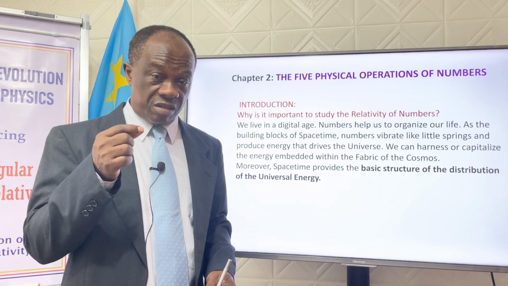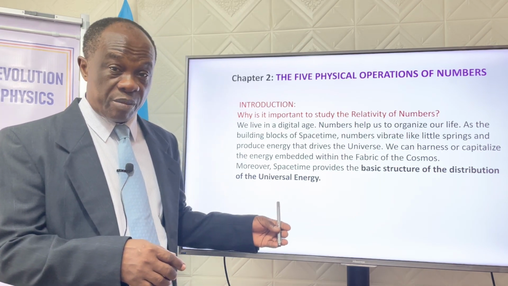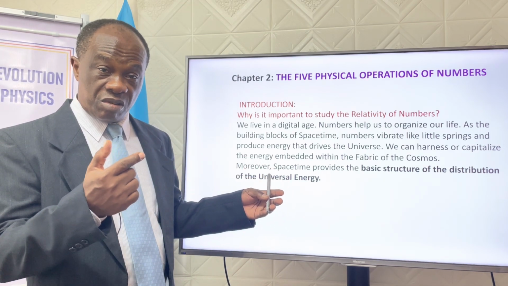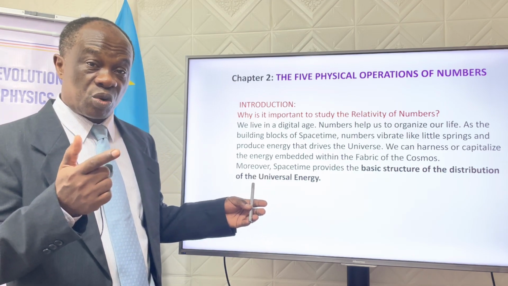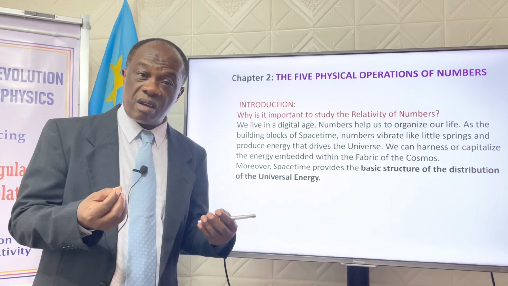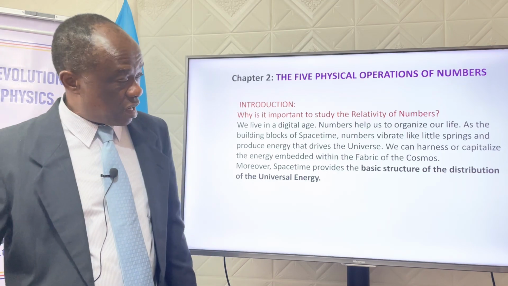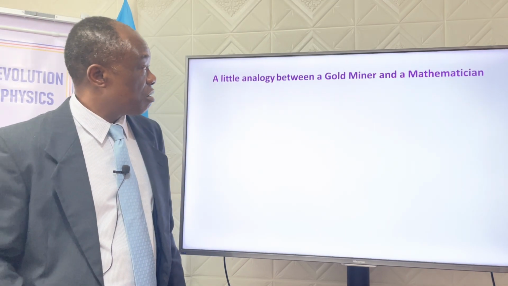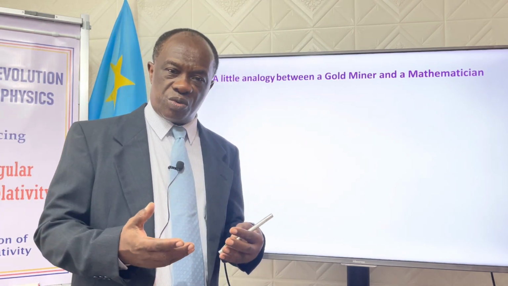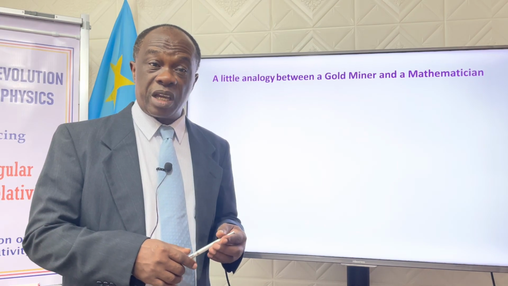You have learned already that information is energy, and we use numbers in order to express the information. This is the reason why numbers have energy in them. So today we are going to learn about how we can use exactly numbers in order to make them productive.